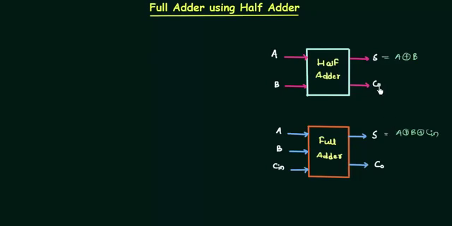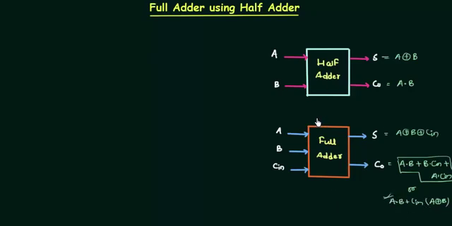And the carry output for half adder is A and B, and the carry output for full adder is A and B, or B and Cin, or A and Cin. This carry output we can also write as A and B, or Cin (A XOR B). To obtain the circuit, we are going to use this expression.